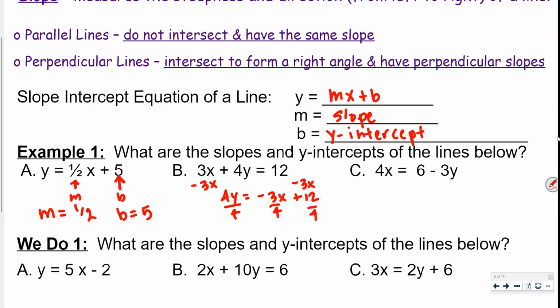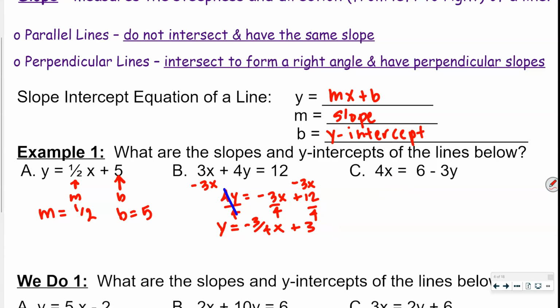Now this is going to give us y equals, and what happens to those 4's? They cancel out, right? So y is equal to negative 3/4 x, and then 12 divided by 4 is 3. You can use your calculators to figure this out. So here again, what is my m? That's my m right there. m equals, because it's in front of the x, negative 3/4, right? And my b is right there, and that is going to be 3.